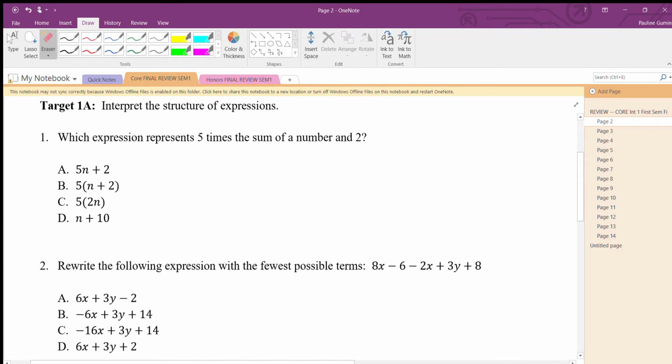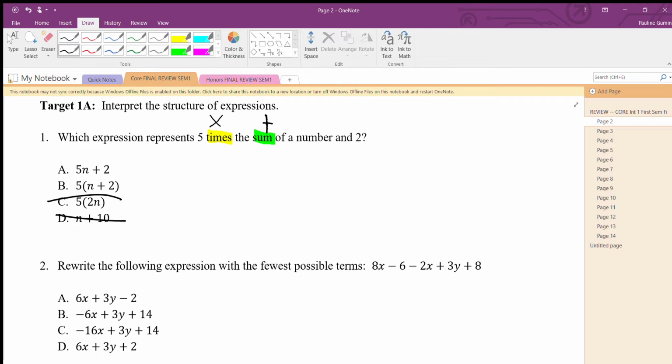This is KC1. Which expression represents 5 times the sum of a number and 2? I begin this problem by taking a look at the keywords like times, which represents multiplication, and sum, which represents addition. Right away, I can cross off option C and D. They only have one operation, not both.